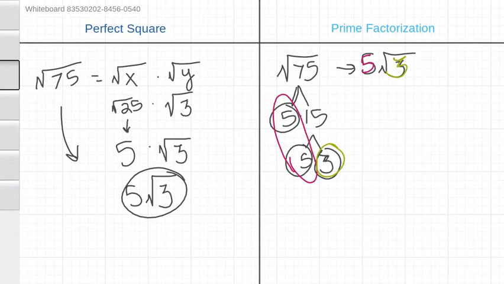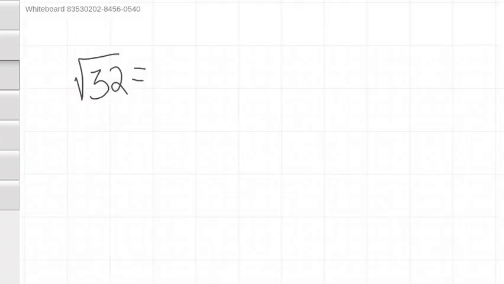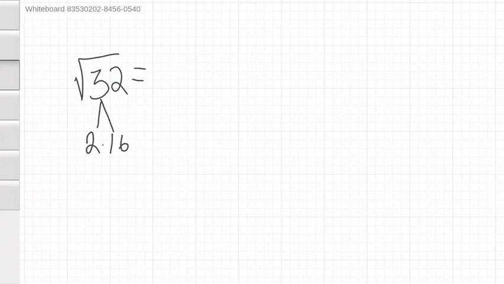As you can see, our answer was the same no matter what way we did. I will simplify with the second method, but you can do whatever you like better. So let's do the square root of 32. Let's find the factors, which will be 2 and 16. 2 is a prime number, so we can circle that.